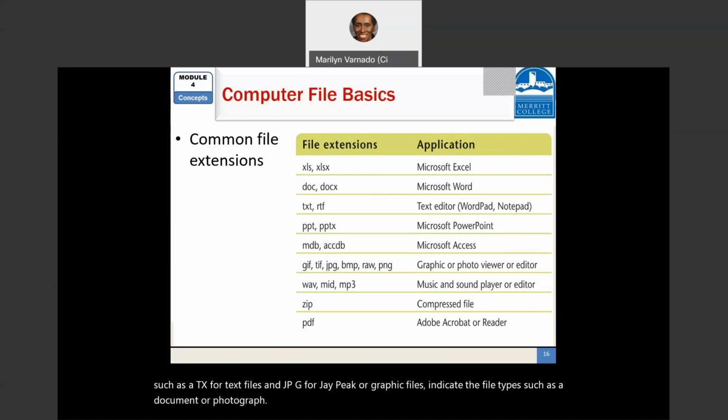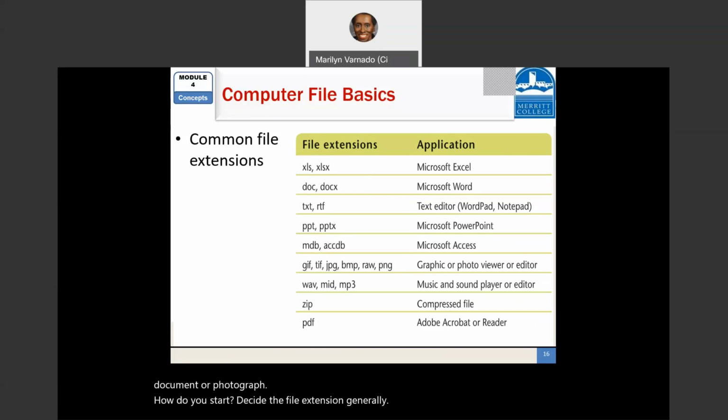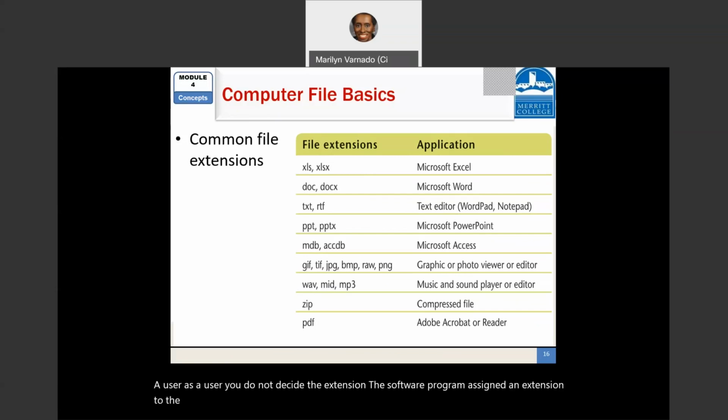How do you decide the file extension? Generally, you do not decide. As a user, you do not decide the extension. The software program assigns an extension to the file automatically when you save it. Some programs give you several options. For example, when you save a graphic, you can decide if you want it to be a JPEG or TIFF or any other graphic format.